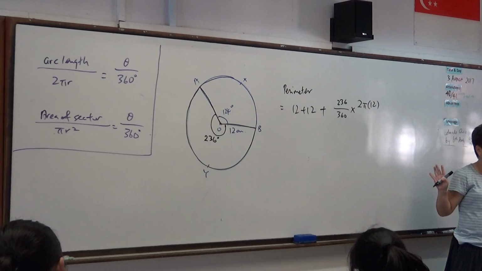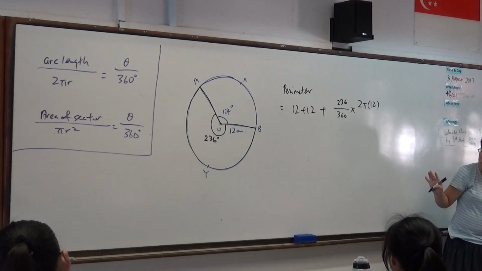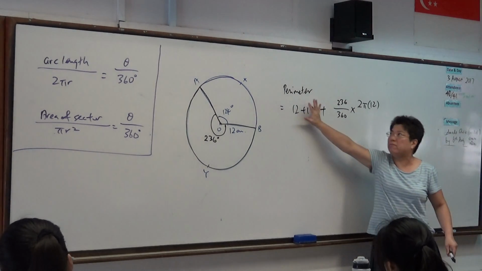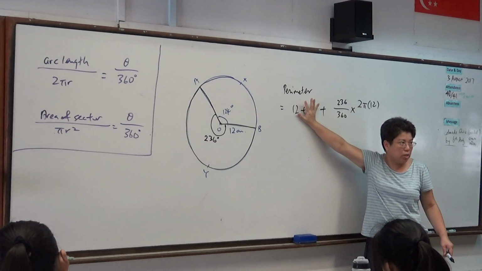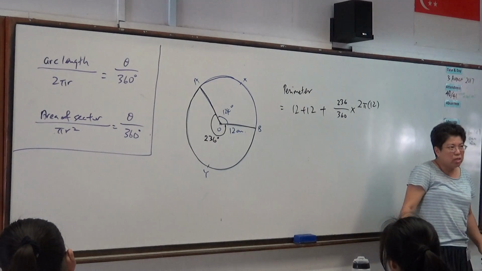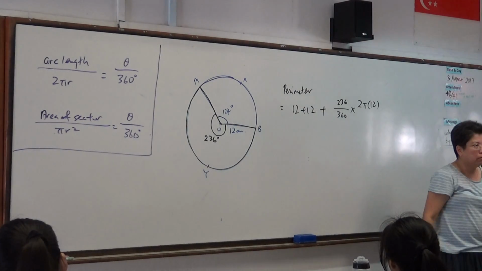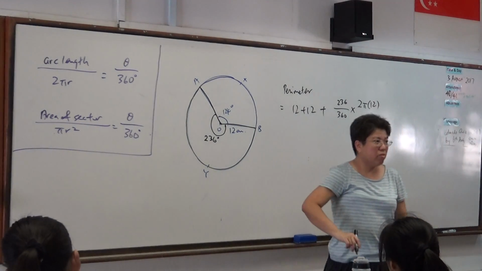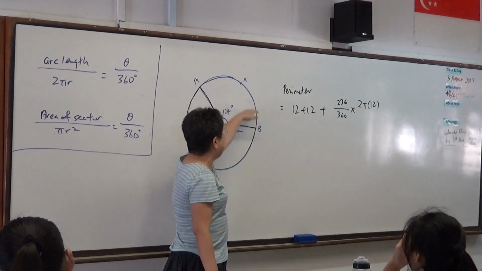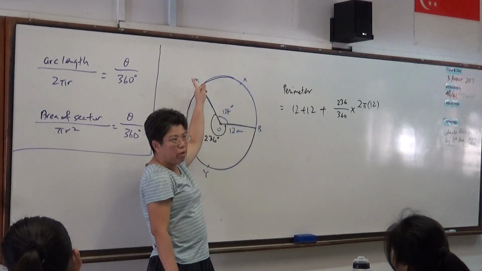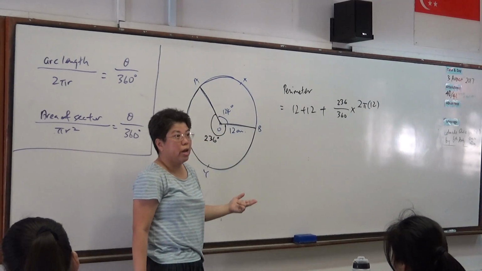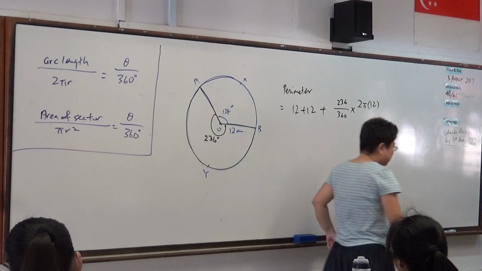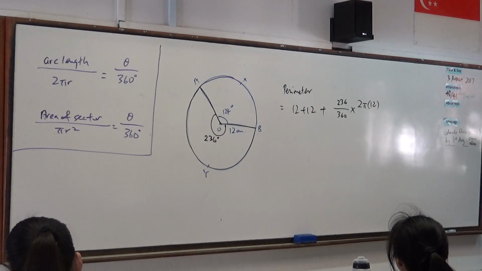Now if I say length of major arc AYB, then you don't have this one. Do you understand? So you must be very careful when you read the question. Now what if I say I want the perimeter of the minor sector? Perimeter of the minor sector. So that's the arc answer plus what? 12. Okay? You must read carefully. Questions are not difficult if you are careful. Okay, next one now.